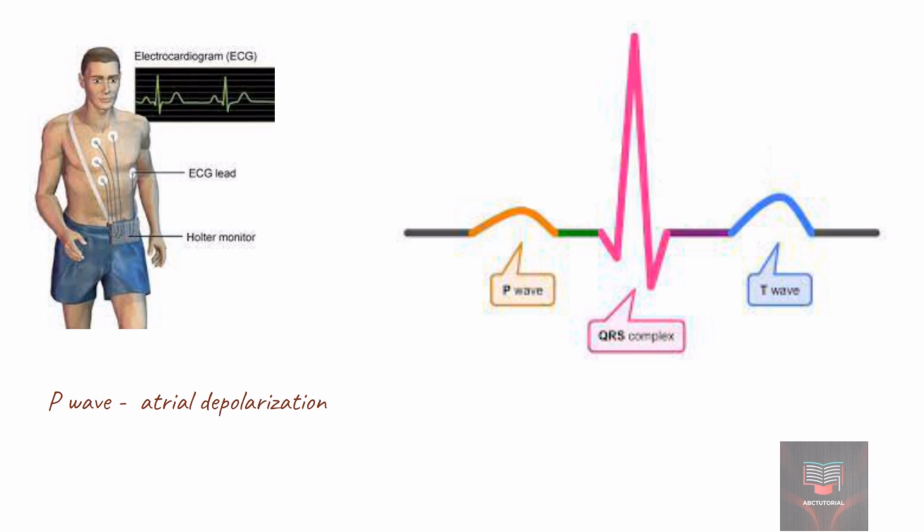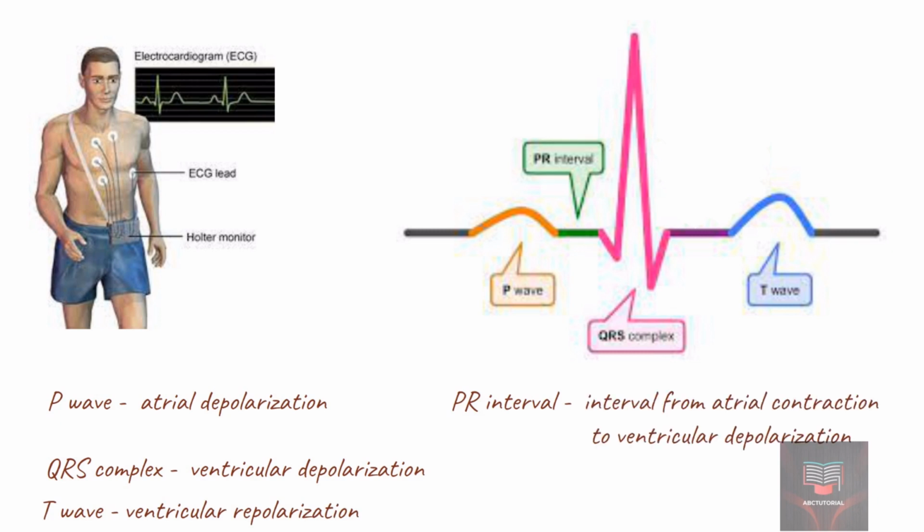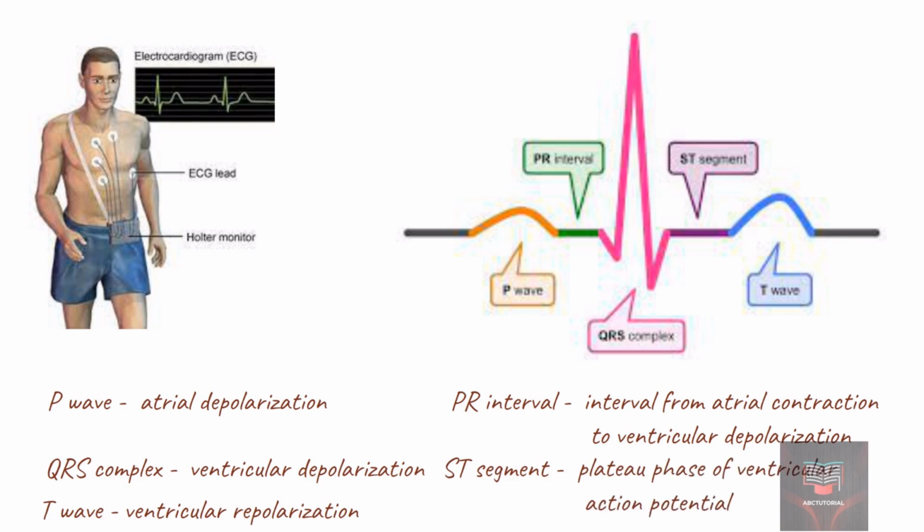The QRS complex represents ventricular depolarization, and the T wave represents ventricular repolarization. The PR interval is the time interval from atrial contraction to ventricular depolarization. The ST segment represents the plateau phase of the ventricular action potential.